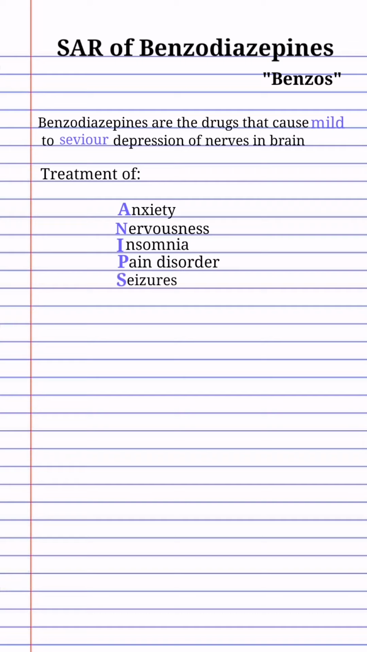Benzodiazepines are medications that cause mild to severe depression of the nerves within the brain. This class of drugs is used for the treatment of anxiety, nervousness, insomnia, panic disorder, and seizures.